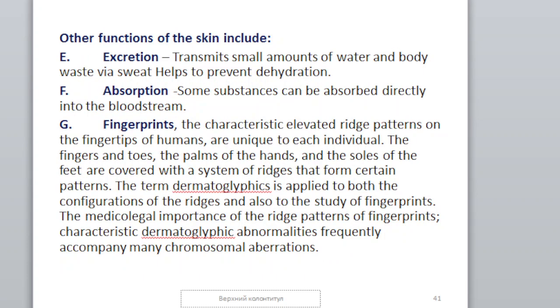Other functions of the skin include excretion: transmits small amounts of water and body waste via sweat, helps to prevent dehydration. F. Absorption. Some substances can be absorbed directly into the bloodstream. G. Fingerprints. The characteristic elevated ridge patterns on the fingertips of humans are unique to each individual. The medico-legal importance of the ridge patterns of fingerprints.